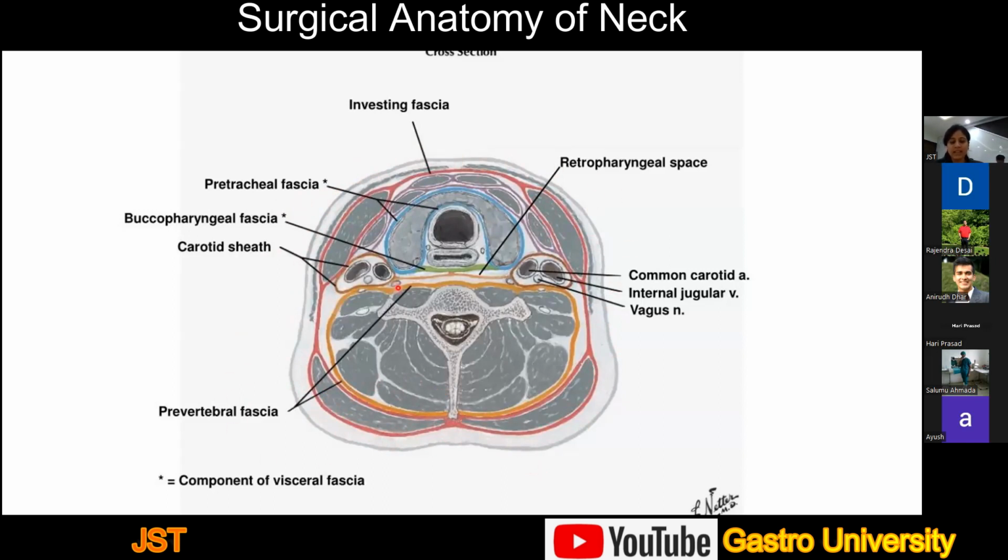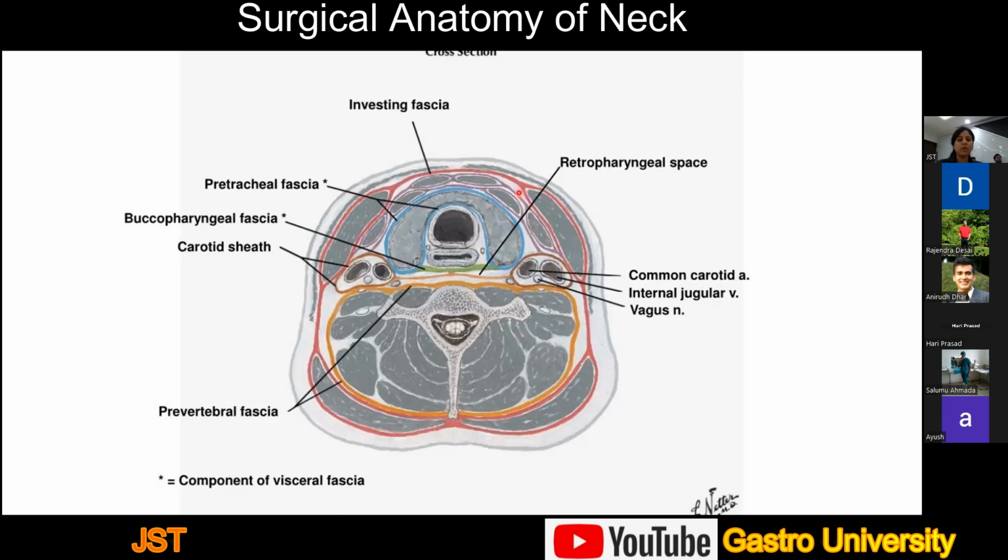Now, this investing layer engulfs every structure in the neck. Like we can see the sternocleidomastoid, the suprahyoid group of muscles. Below, if we see the next cross section, we can see the infrahyoid group of muscles, trapezius, and carotid sheath.